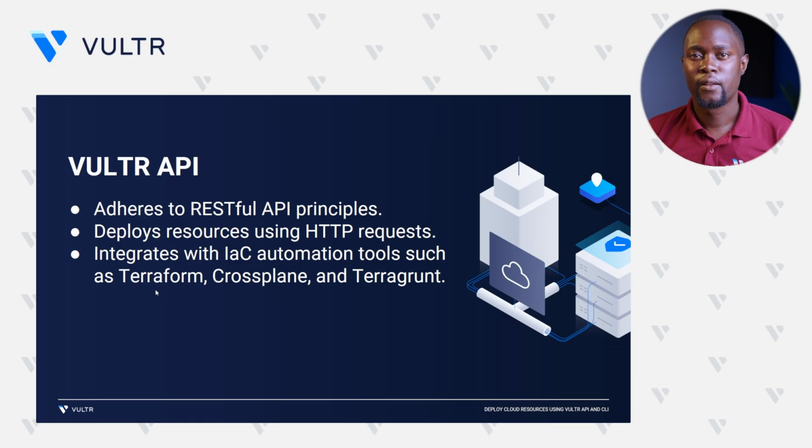To begin with, what's Vultr API anyway? Vultr API is a set of HTTP endpoints that adhere to RESTful design principles and support create, read, update, and delete operations, also known as CRUD, to deploy resources using HTTP requests to your Vultr account. Vultr API integrates with infrastructure as code tools such as Terraform, Crossplane, and Terragrunt to enable you to deploy resources using configuration files or specific application code.